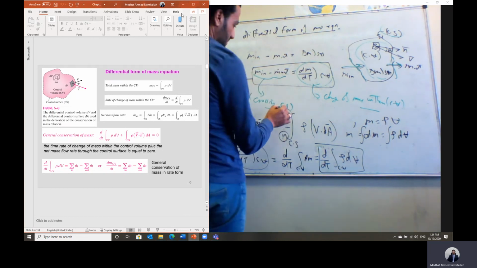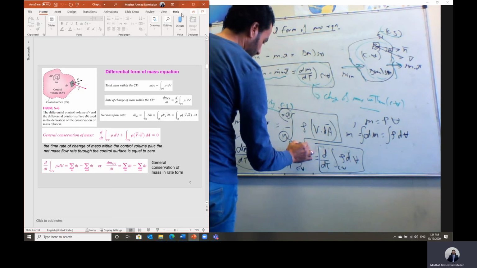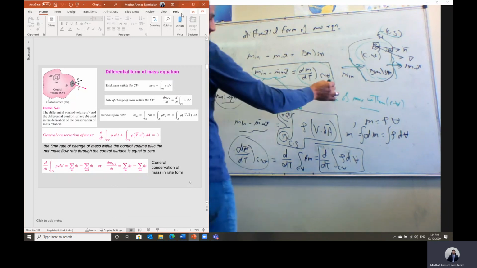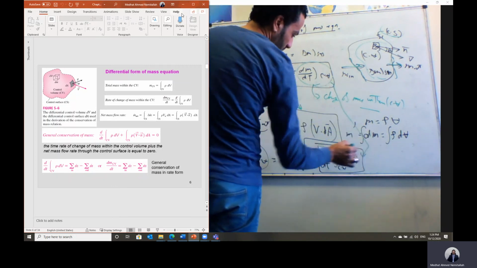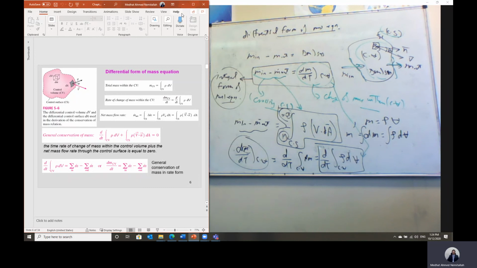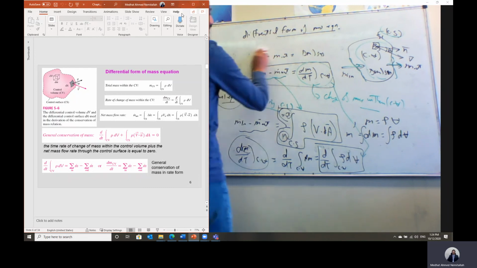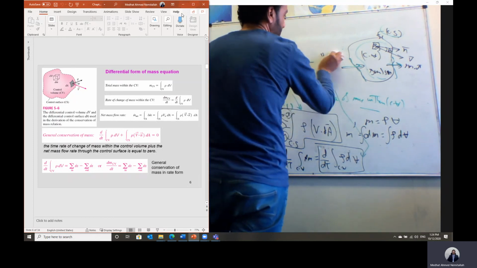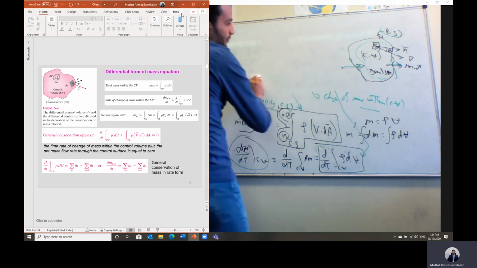So this is the right-hand side term, and this is the left-hand side term. So we can substitute mass flow rate in minus mass flow rate out. This term can be substituted by this integration, and this term can also be substituted using this form. So let's do this, substitute. Then we can get the differential form of the mass equation.